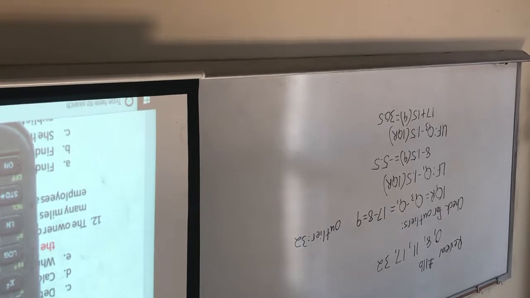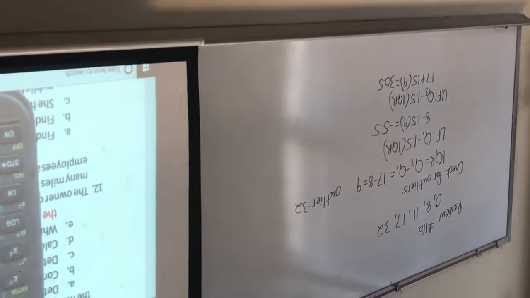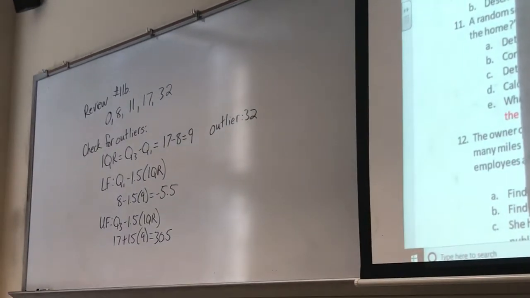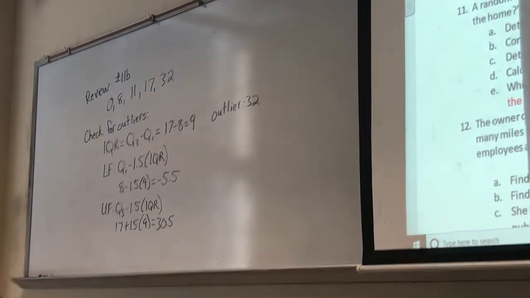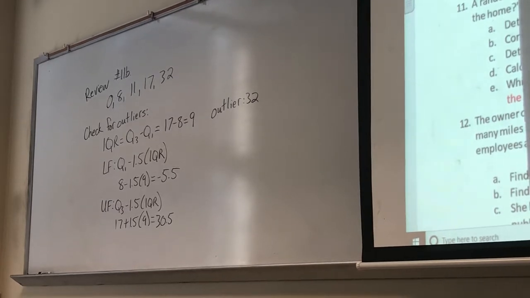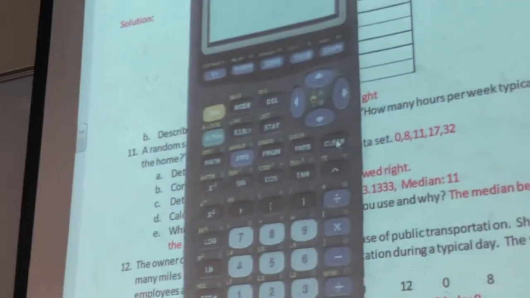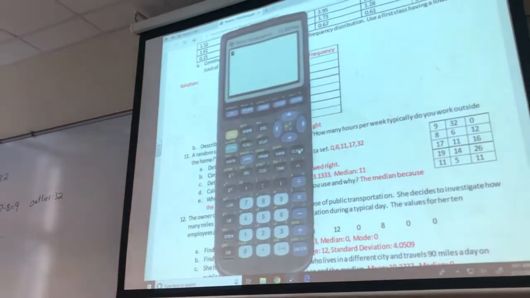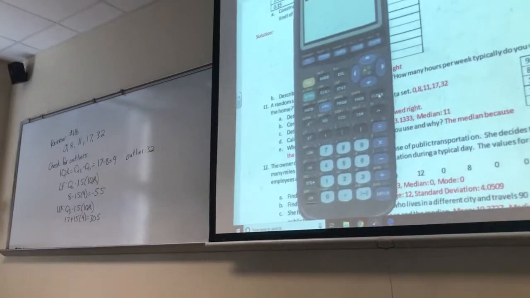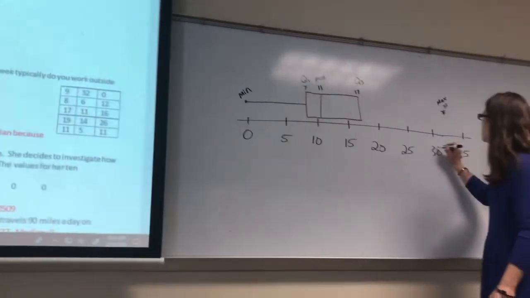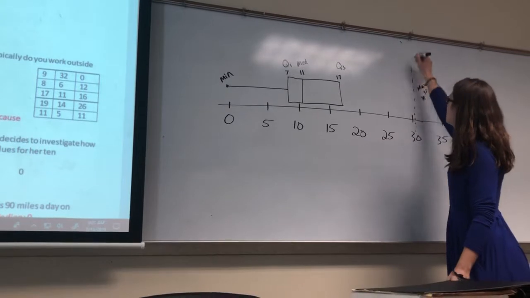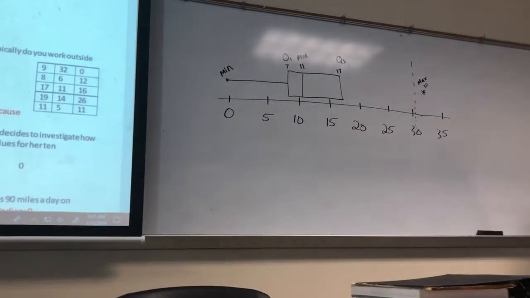This is my Q1, which is 8. This is my median, which is 11. This is my Q3, which is 17. My maximum is going to be all the way out here at 32, but that's going to be an outlier, so I'm just going to draw that with a star because I don't want that to be part of my whisker. My upper fence was 30.5. So there's my upper fence right there. My whisker can't go past that.